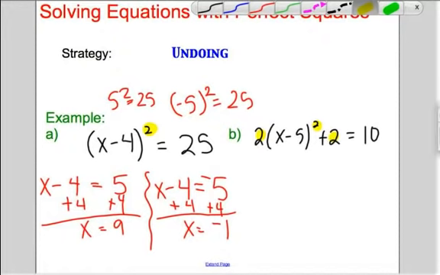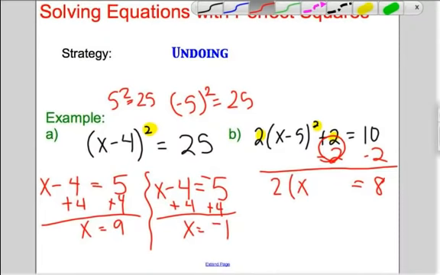So I have to square root last, to always undo in the opposite of the order of operations. So we're going to undo backwards in our order of operations. We're going to undo the 2 that lies here by subtracting it from both sides. Get the 2 out of there because it's simple. That makes a 0. And now I have 8 equals 2 parentheses x minus 5 squared.